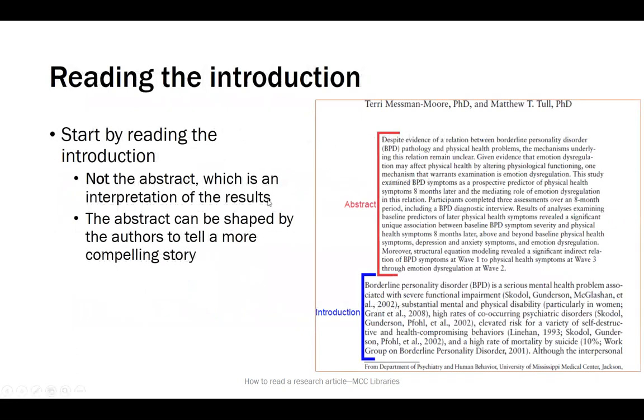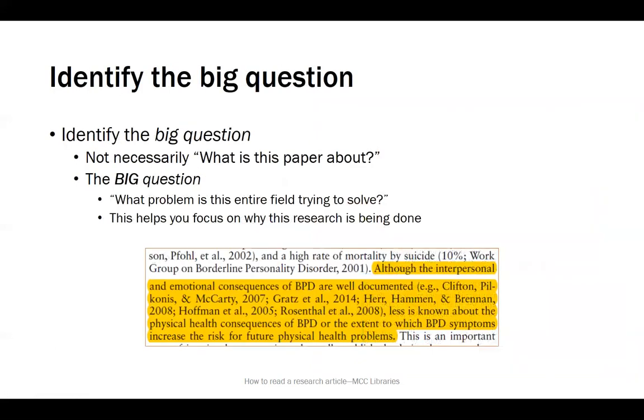Now, when you read, start by reading the introduction, not the abstract. The abstract is an interpretation of the results. The abstract can be shaped by the authors to tell a more compelling story. And partially, you don't want to become inadvertently biased by reading the abstract, because the abstract is basically going to give you everything in a nutshell. So it's going to already give you possibly a preconceived idea of what the research shows. By reading the introduction, it gives you a better idea of forming your own opinion.